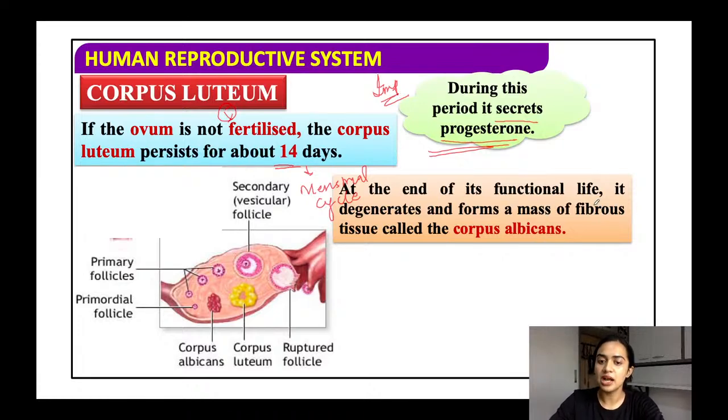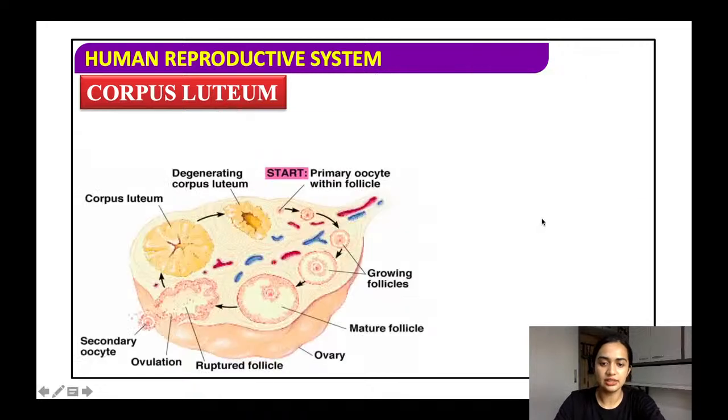and form a mass of fibrous tissue called corpus albicans. So what we have to remember is that this corpus luteum, if not fertilized, will secrete progesterone, do its work, and then form the corpus albicans. Now this is white in color, all right, and then it will eventually degenerate.